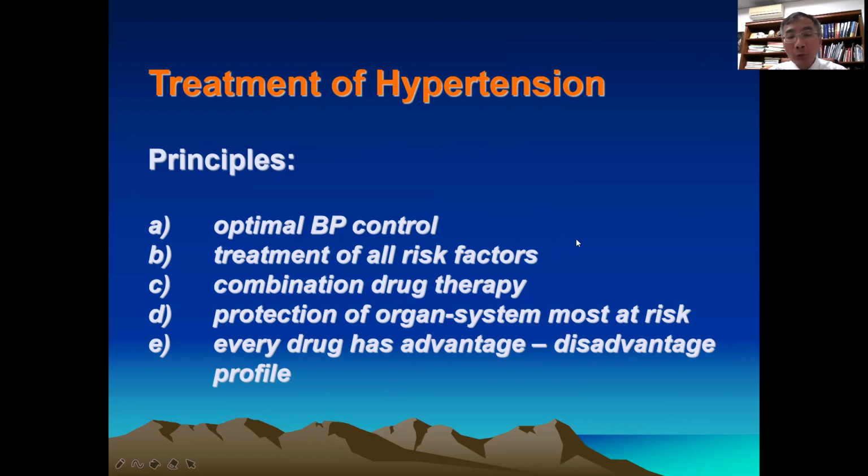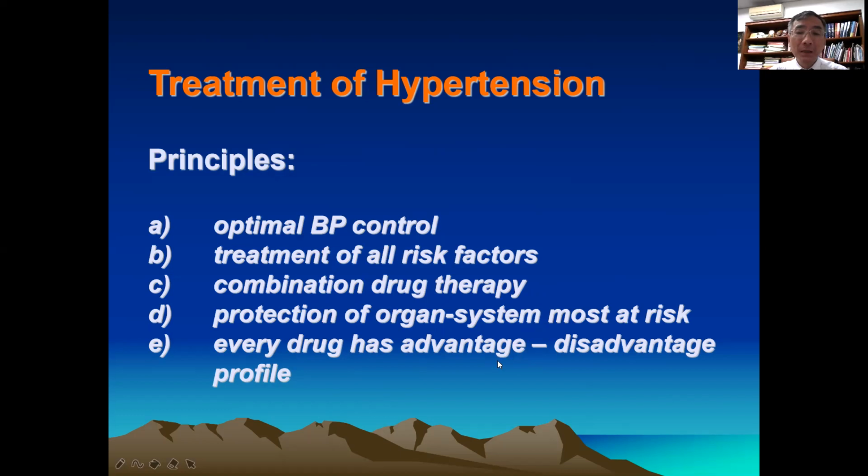We should treat all risk factors in addition to the control of the blood pressure. We will use combination drugs to reach the blood pressure level. Remember that the aim is to protect the organ system that is at risk. So if there's evidence of damage for a particular organ system, then the drug chosen should be that which best protects that system.